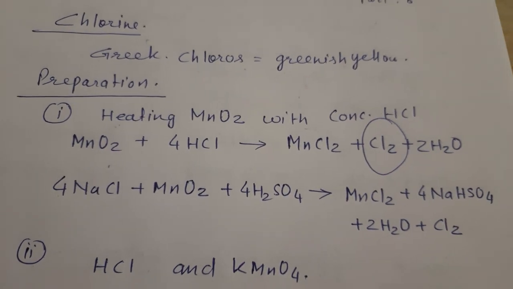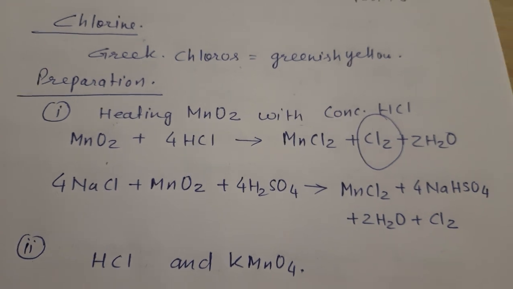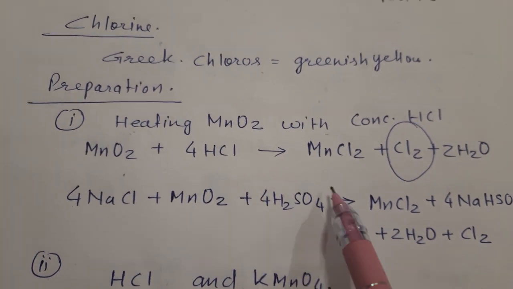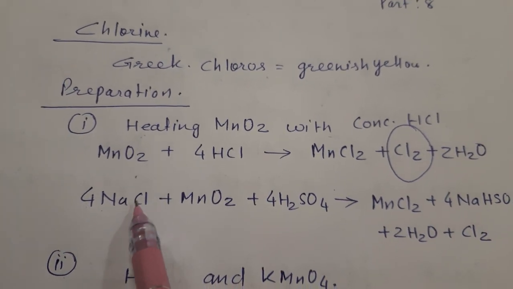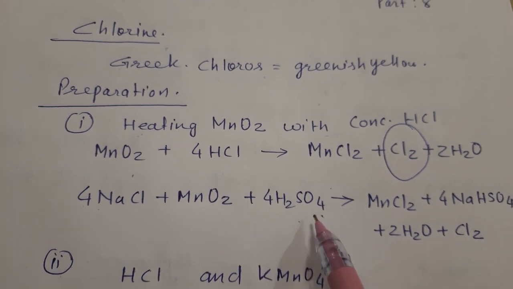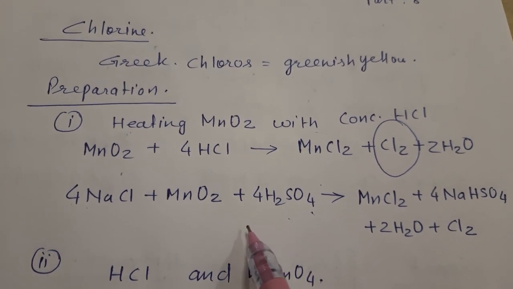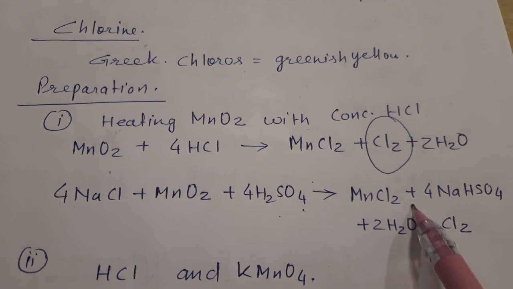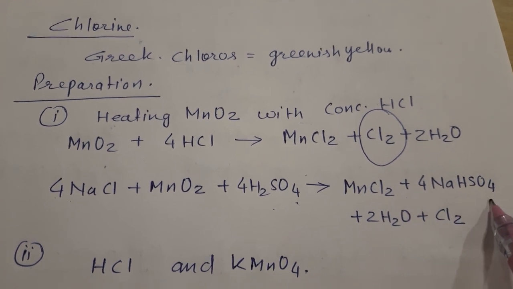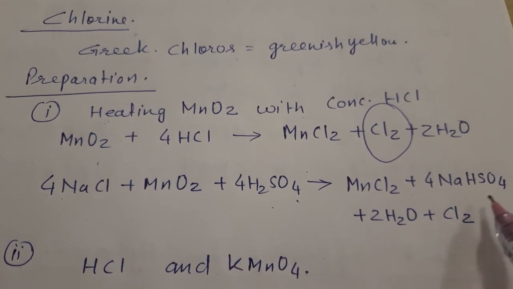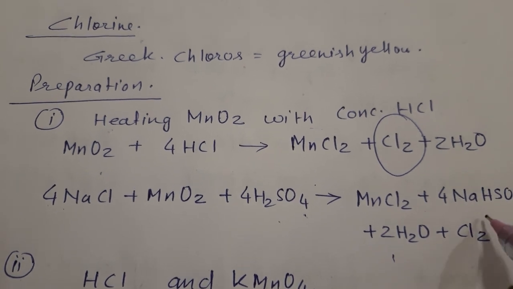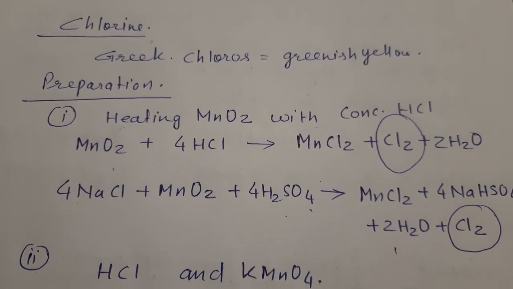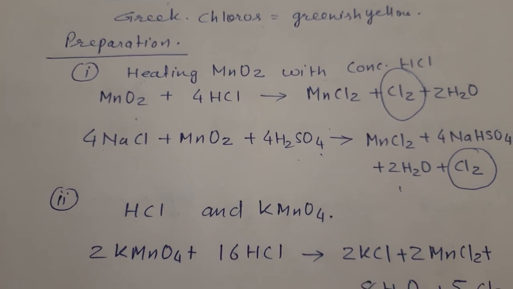Same question will be asked when MnO2 is treated with H2SO4 and NaCl, common salt and H2SO4. Then again Cl2 will be obtained. Here the products are MnCl2 plus 4NaHSO4, sodium hydrogen sulfate, and water, and chlorine, the desired product, will be obtained. So in this way it is prepared.